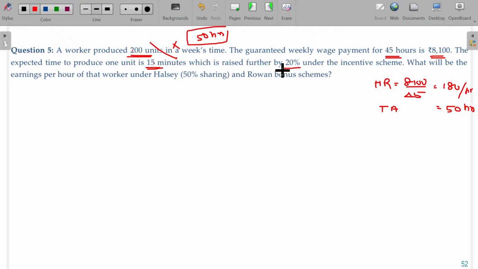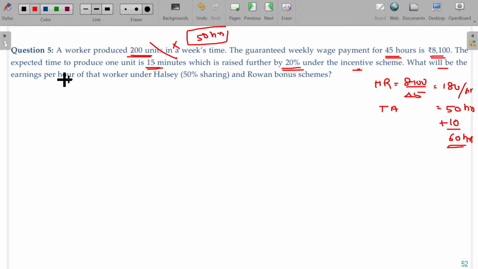Which is raised further by 20% under the incentive scheme. For the incentive scheme, 20% is raised. So 60 hours being the time allowed. Usually for the incentive purpose, after working 15 minutes, we have to give free time. That is what the 20% is about. Usually it is inflated by 20% for the free time. Finish off an item in 15 minutes, take 3 minutes rest. 20% of 15 minutes being 3 minutes. For every unit, he works for 15 minutes and takes rest for 3 minutes. That's what inflated by 20% means. This is the time allowed.